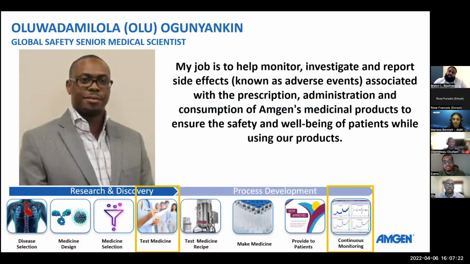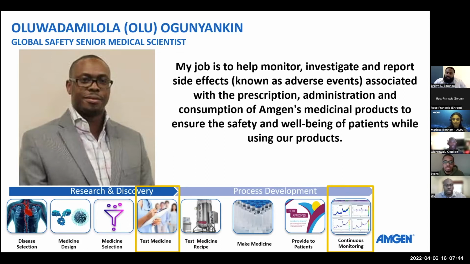So my name is Oluwadamilolo Oguyenkin, but everybody calls me Olu. I'm a physician by training, but at Amgen, I bear the position of a global safety senior medical scientist. And my job is to monitor, investigate, and report all the side effects of drugs that we make.